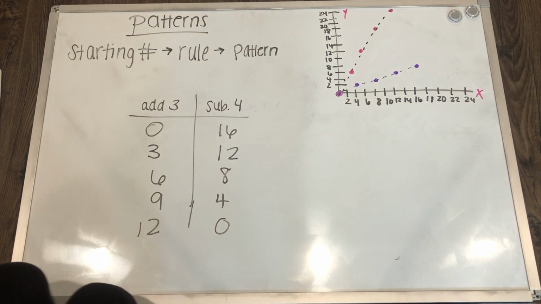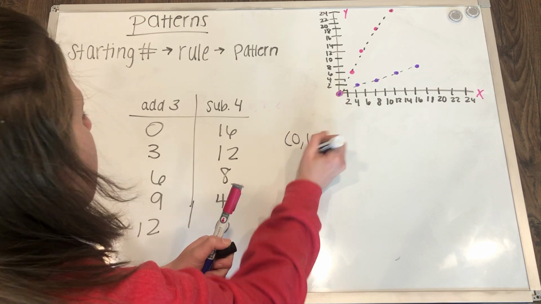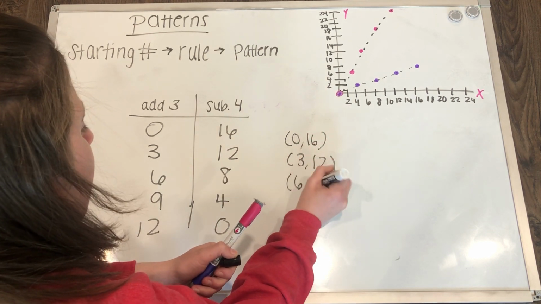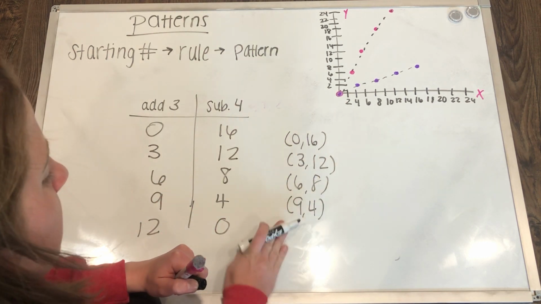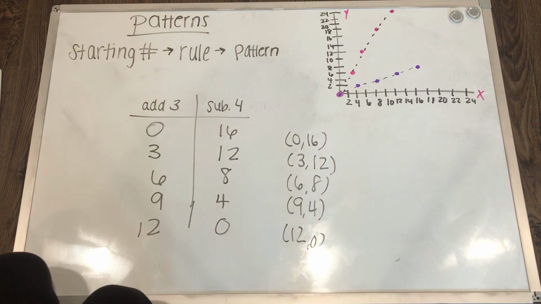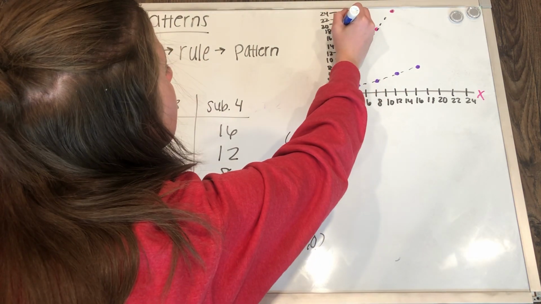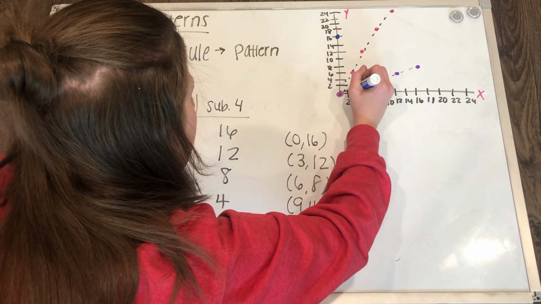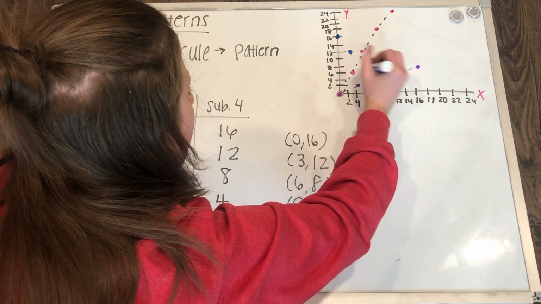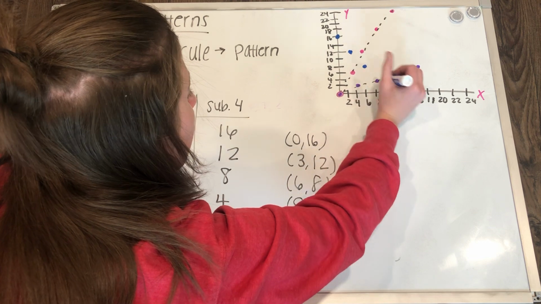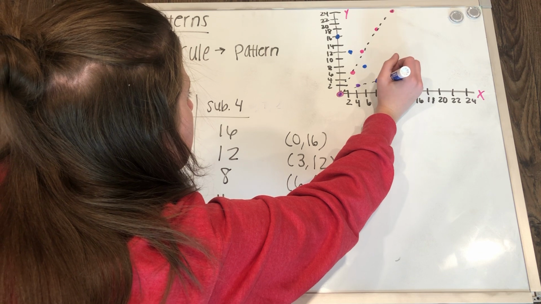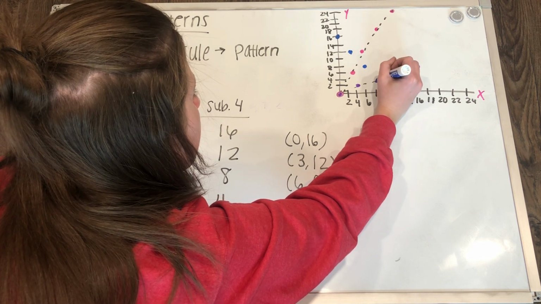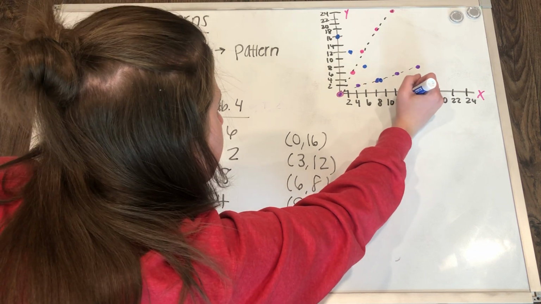So we make our ordered pairs. 0, 16, 3, 12, 6, 8, 9, 4, 12, 0. All right, so now let's graph all these and see if it looks any different than our original 2. So go over 0, up 16, over 3, up 12, over 6, up 8, over 9, up 4, over 12, up 0.